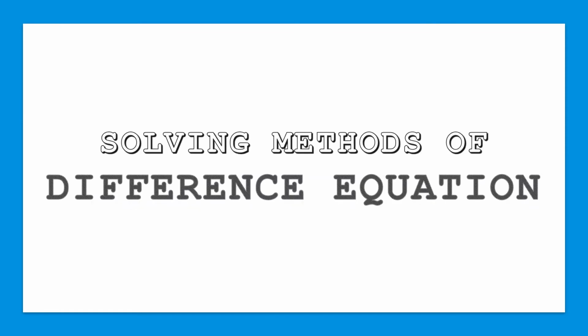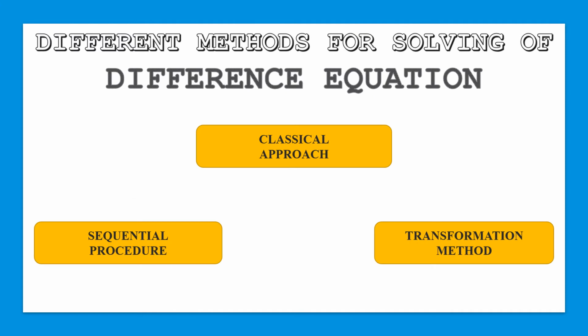Now we will discuss how we can solve difference equations. That means, what are the methods by which we can solve a difference equation for a discrete time system of a digital control system. There are mainly three different methods by which we can solve difference equations. First, the classical approach. Second, the sequential procedure. And the third one is the transformation method.